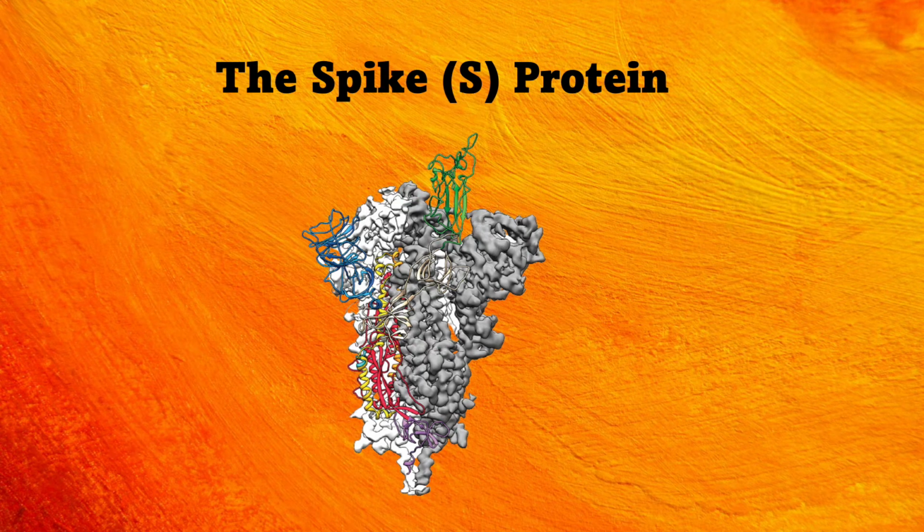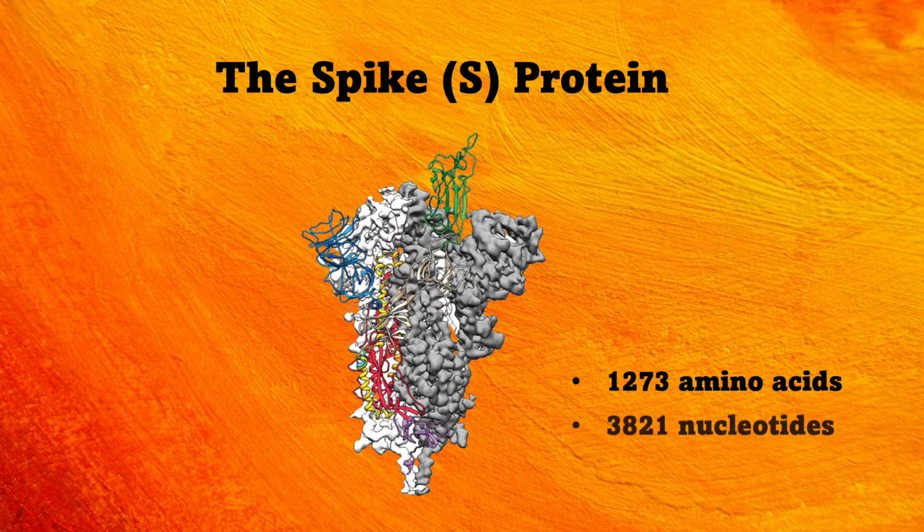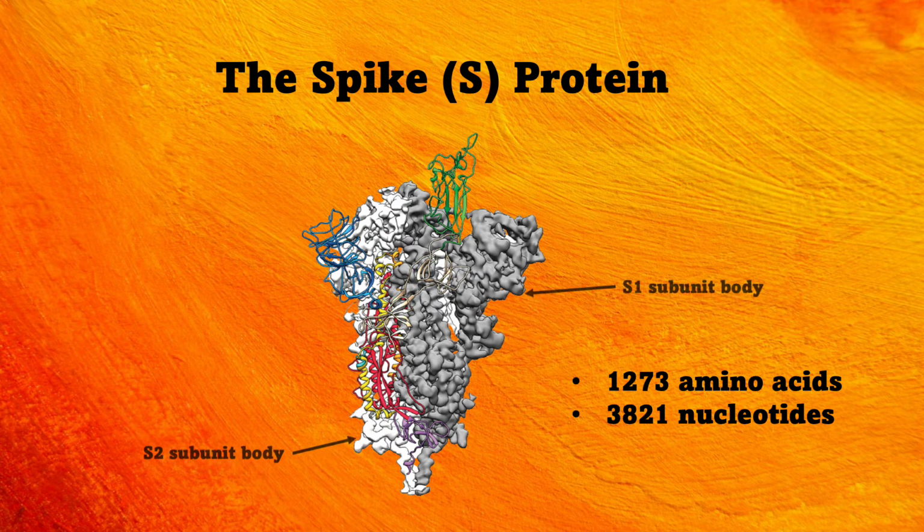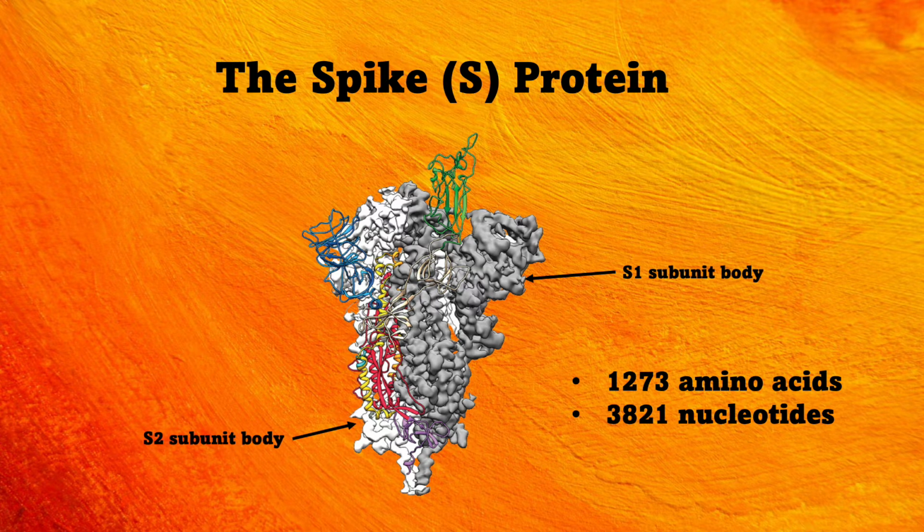Within the genome, we're specifically going to focus on the spike gene and the protein it codes for. The spike protein is comprised of 1,273 amino acids and is coded for by a sequence of 3,821 nucleotides. It's comprised of two major structural subunits and has a binding domain that is specialized for the ACE2 receptor. The reason we'll focus on the spike protein is because its function plays a really big role in the virus's ability to infect cells and to replicate.